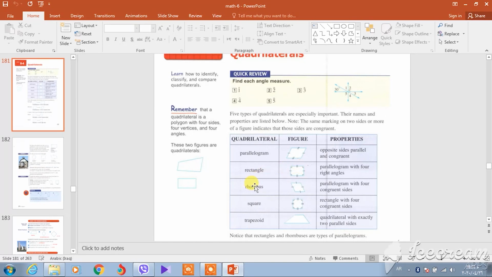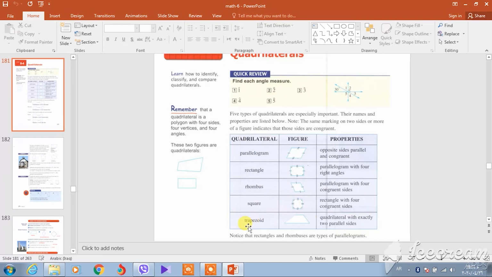For a rhombus, what do we have? We have a parallelogram with four congruent sides. All sides for a rhombus are congruent. And we have a square. For a square, we have a rectangle with four congruent sides. This is a rectangle because we have four right angles, but also the sides are congruent.